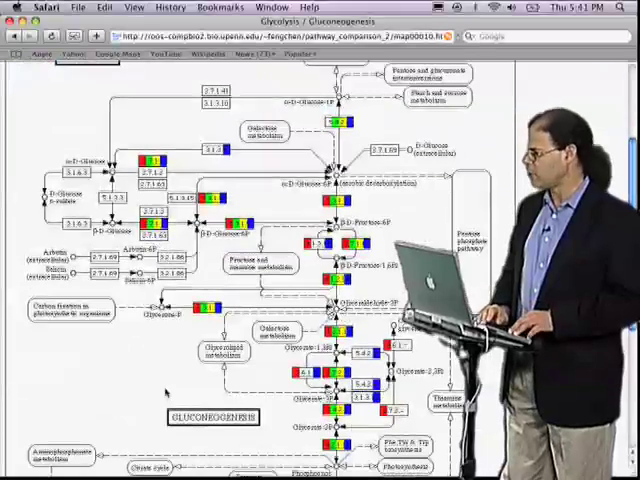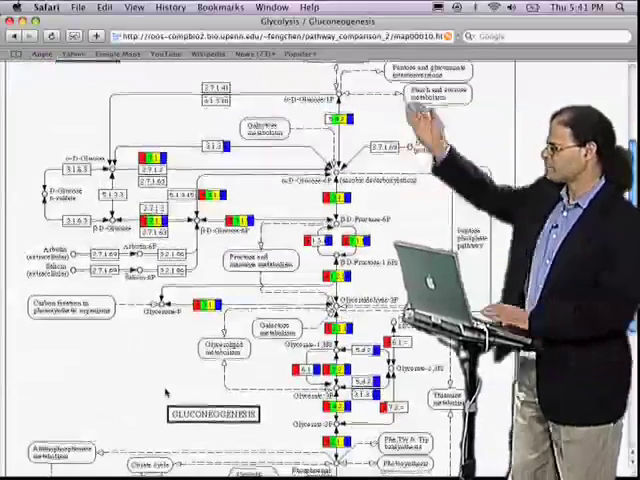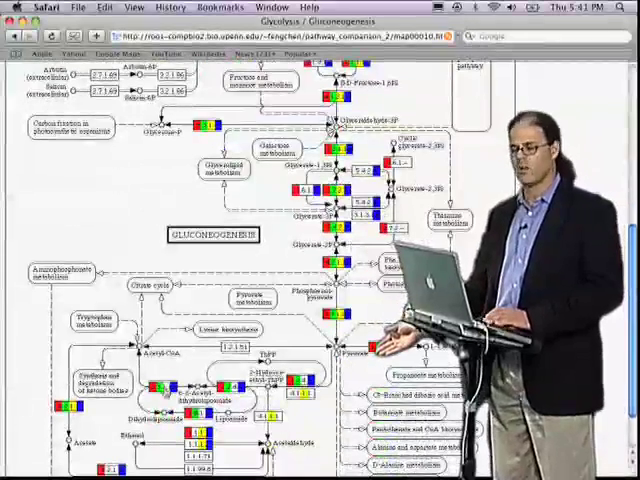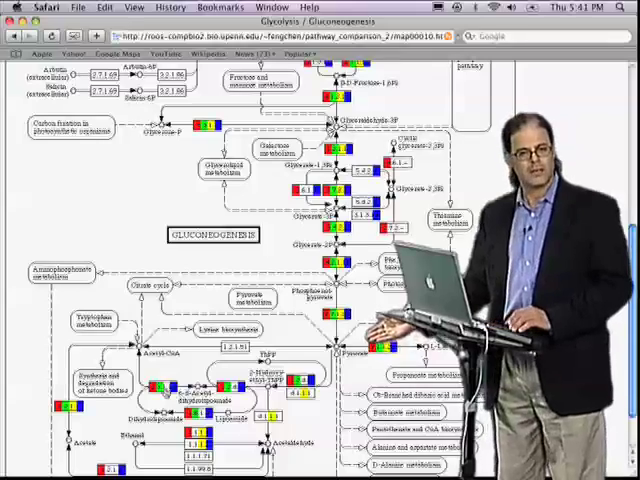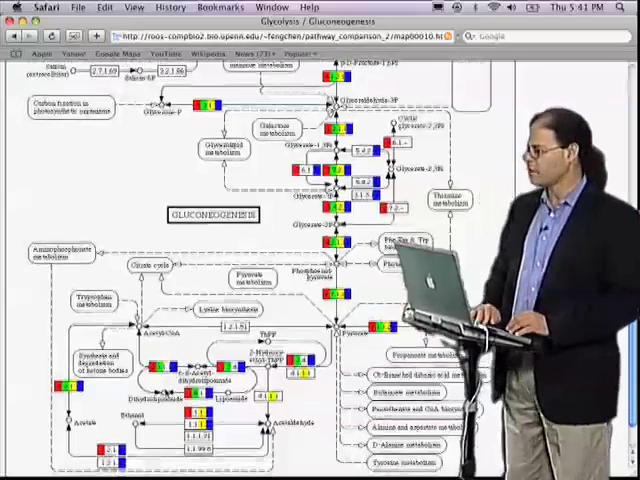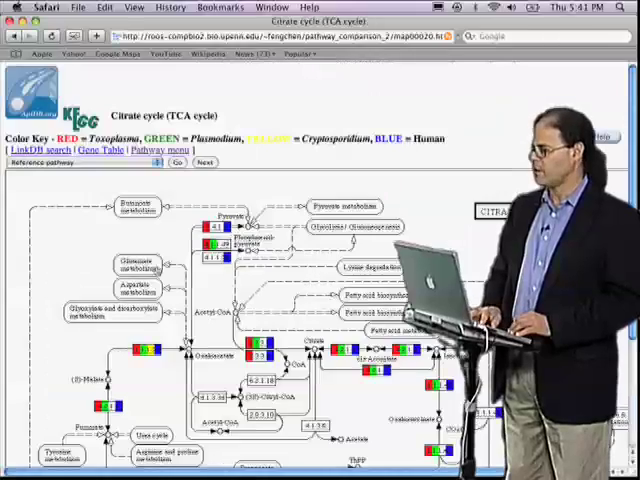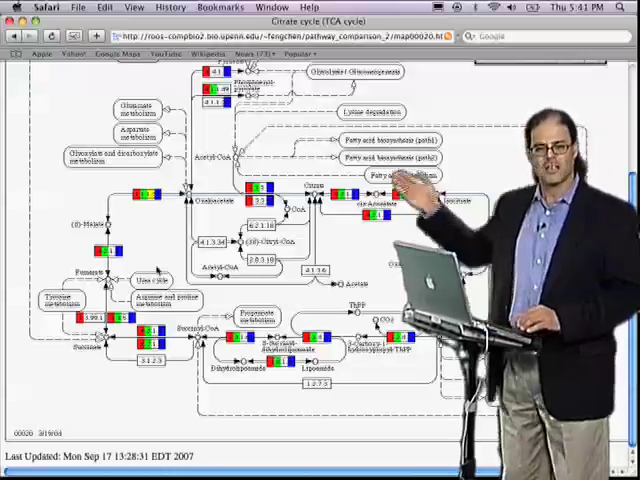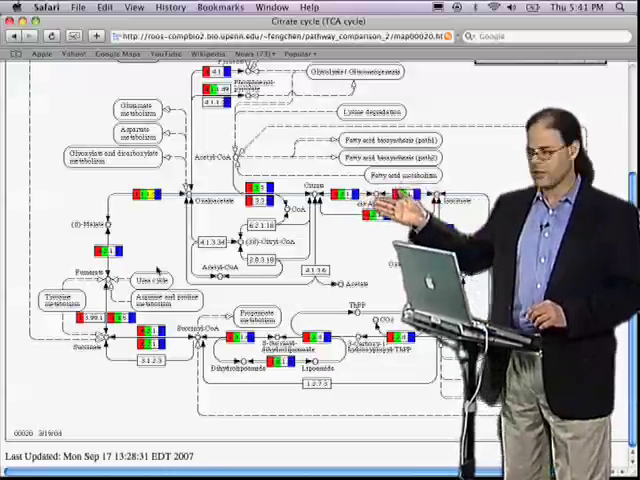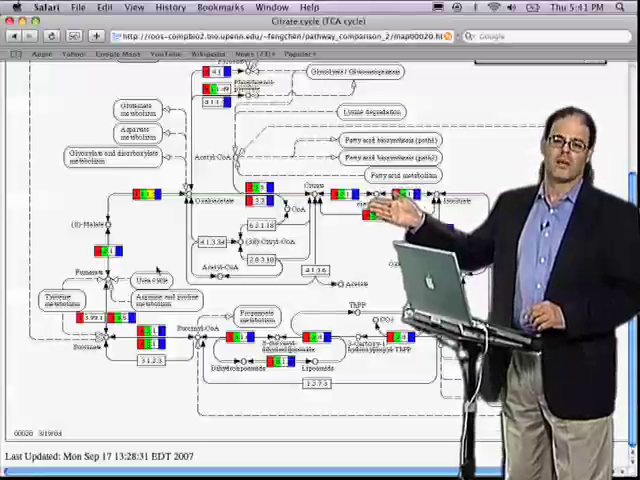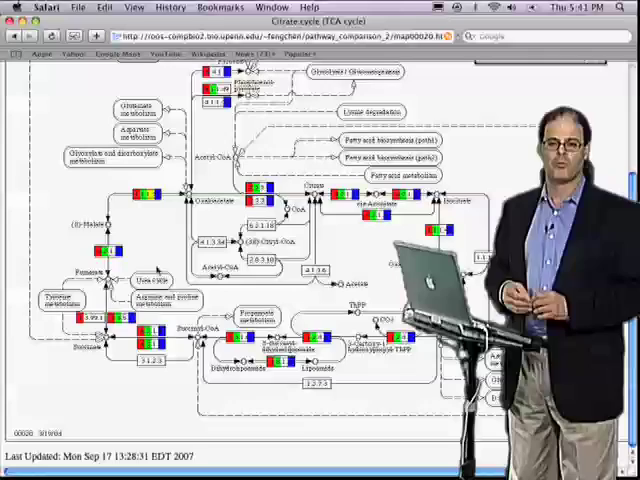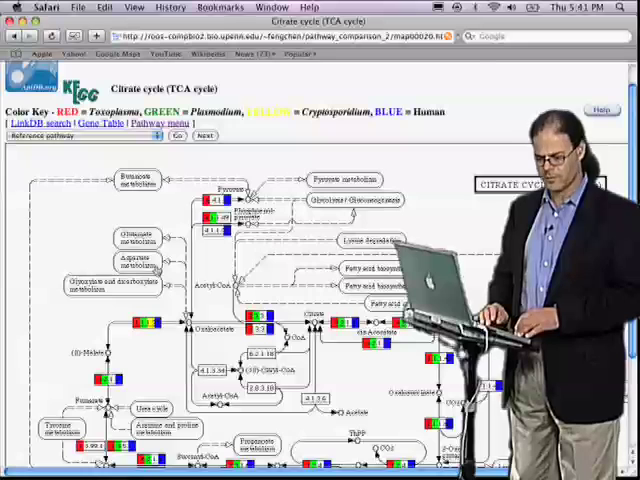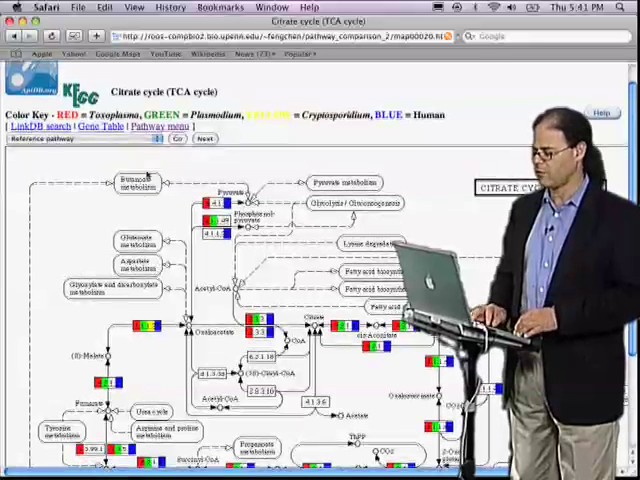And so we can see by looking at the painting of this metabolic pathway that from top to bottom, all of these organisms are capable of carrying out glycolysis. Now, that might not sound very surprising, but we can dive in a little bit deeper and take a look, for example, at the TCA cycle. And now we see a somewhat different pattern in which the yellow bug, in this case Cryptosporidium, doesn't do this pathway. And indeed, that's the case. Cryptosporidium is an anaerobe which doesn't carry out oxidative phosphorylation.